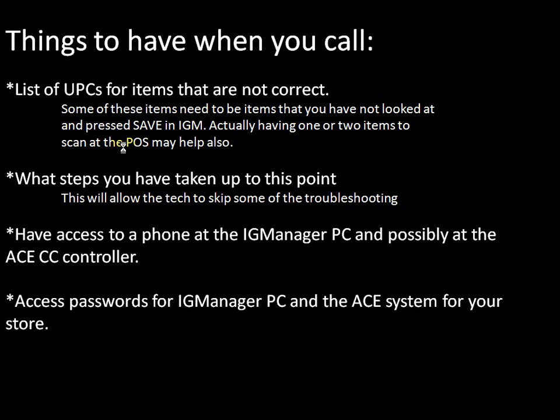One, you're going to want a list of UPCs for items that are not correct in the point of sale right now. If you just call up and say my items aren't right, it's kind of vague. If you give us actual concrete UPCs, we can track down what's going on. And you're going to want a couple of these UPCs to be items that you've checked in the front end but haven't played with at all back in IG Manager. That lets us see the data on those items also.